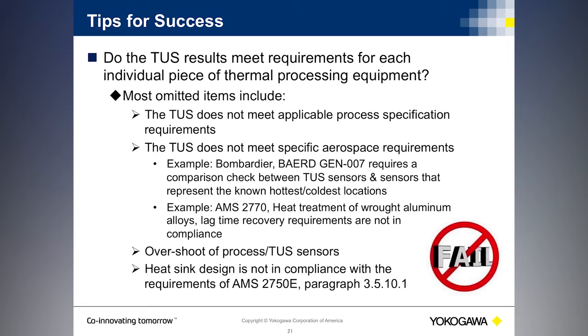Also, heat sink design is not in compliance with the requirements of AMS 2750, paragraph 3.5.1.0. It's very explicit about what the heat sinks are allowed to be: no more than a half-inch thickness in cross-section and no thicker than the finished parts that you process in your furnace.